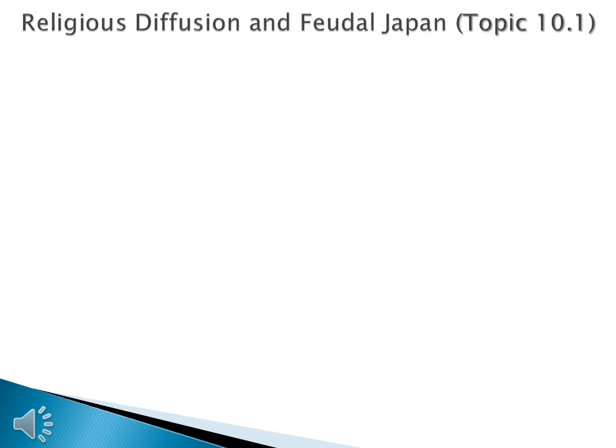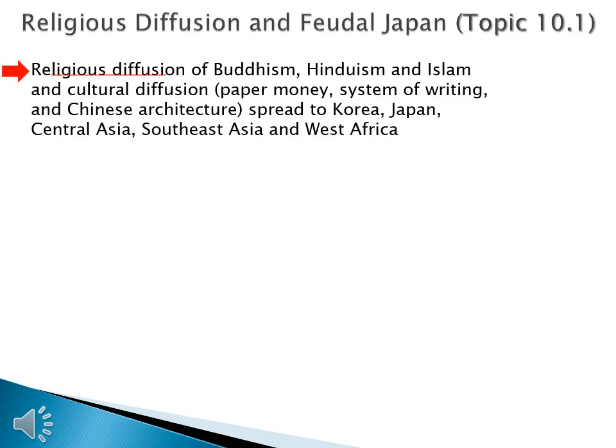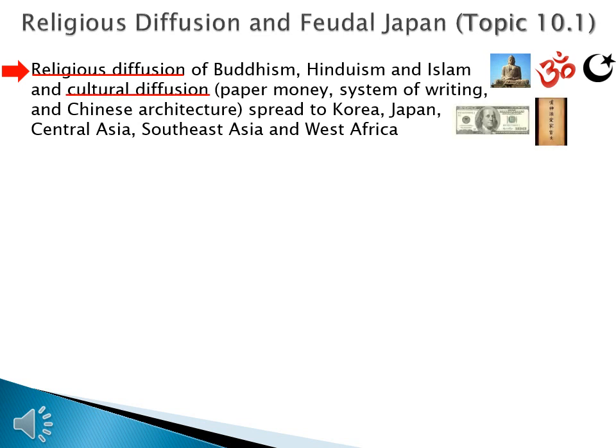Finally, we learned about religious diffusion and a non-traditional society, feudal Japan, topic 10.1. Religious diffusion, or the spread of Buddhism, Hinduism, and Islam, and cultural diffusion, the spread of ideas like paper money, system of writing, and Chinese architecture. These things spread to Korea, Japan, Central Asia, Southeast Asia, and West Africa.